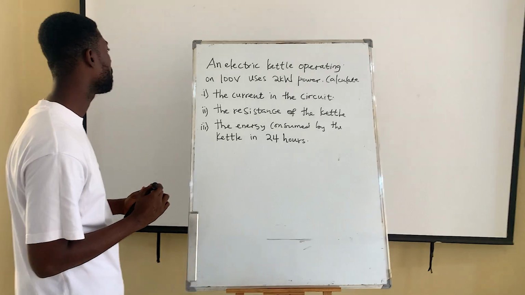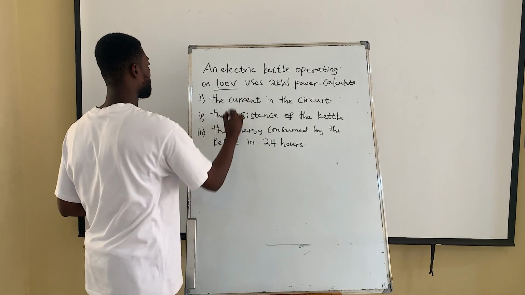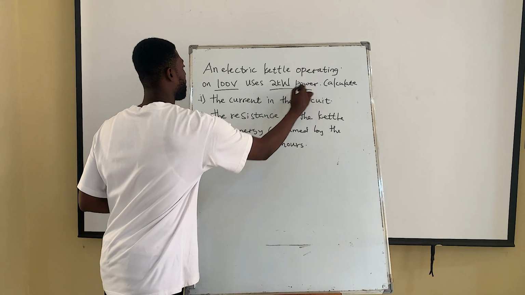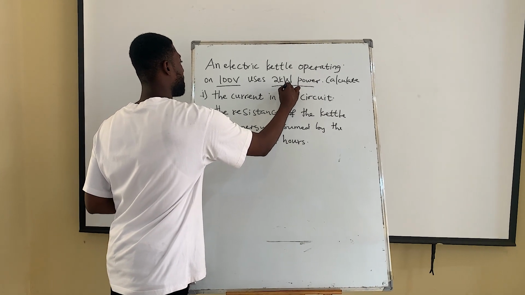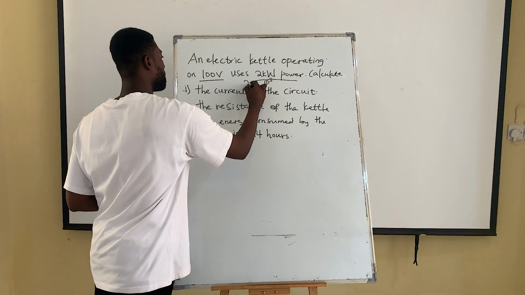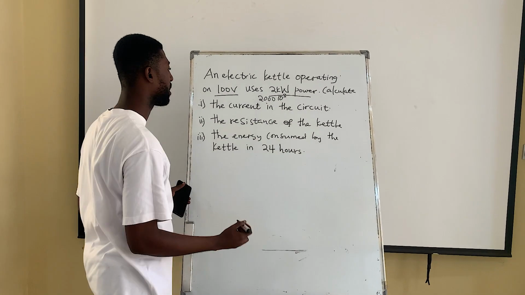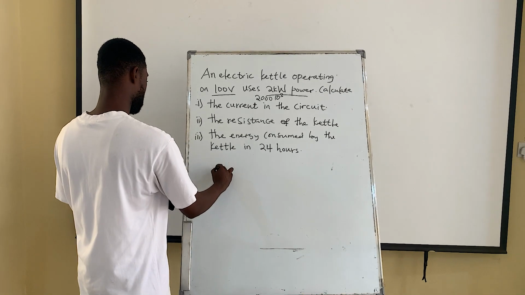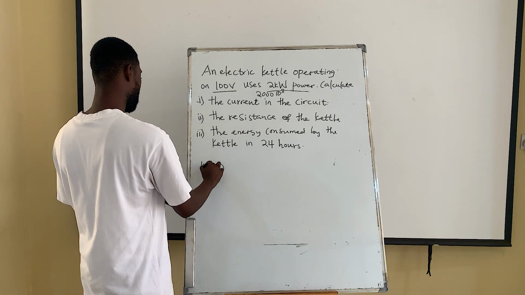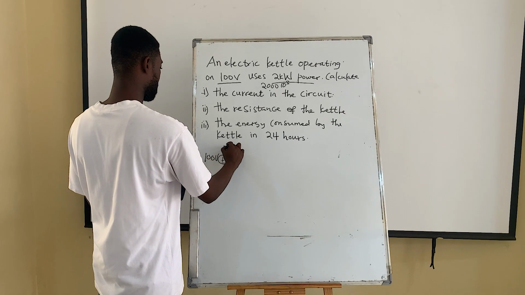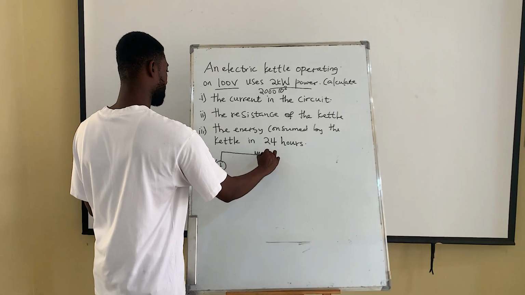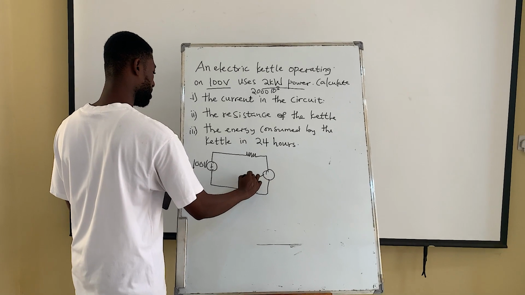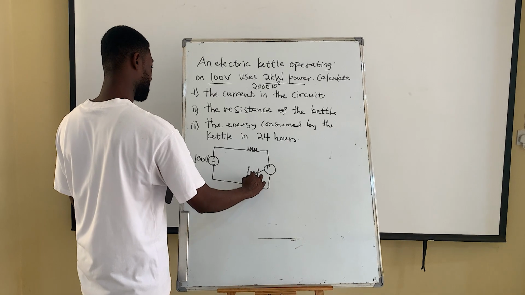Okay, so an electric kettle operating on 100 volts, so the supply voltage is 100, uses 2 kilowatt power. Now remember, kilo is times 10 raised to the power 3, so this is 2000 watt power. Calculate the current in the circuit. So if you have a circuit, this is the 100 volts. Have a resistance here. So this is the load, and the load here is the kettle.